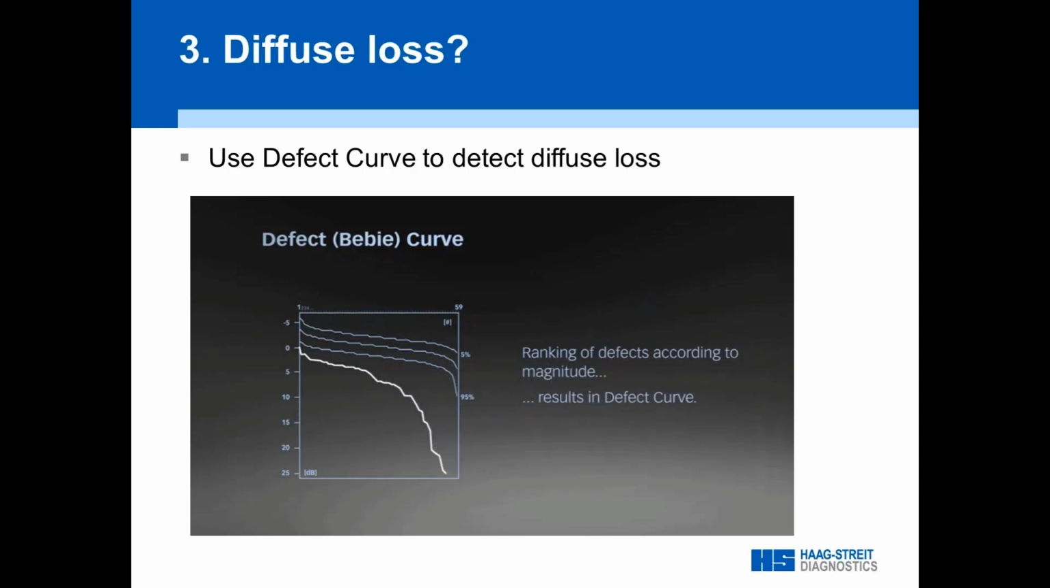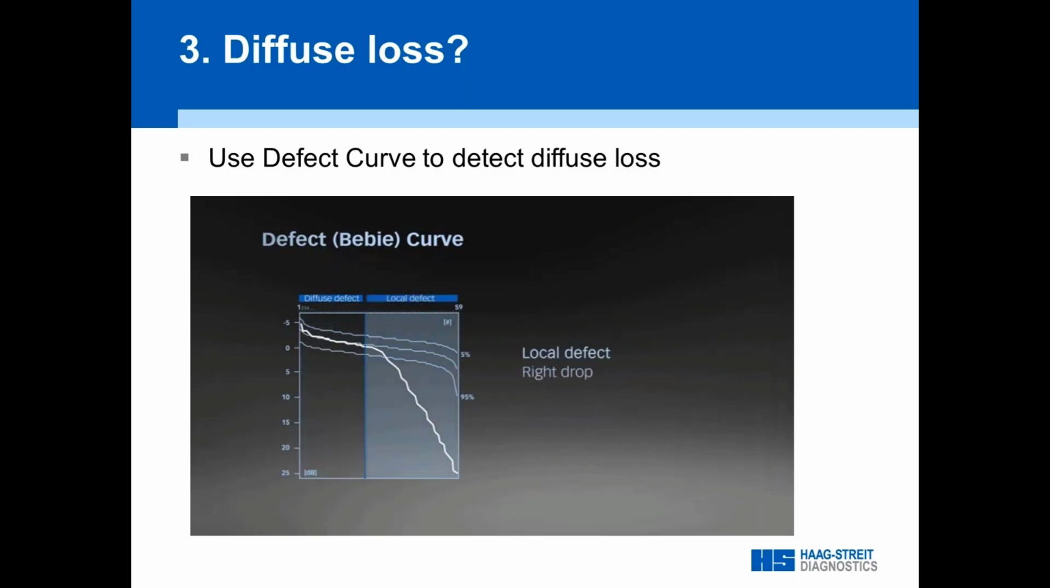Now, what makes this so powerful? It's a really easy graphical thing to look at. So as long as the curve is in its normal band, it's normal. Diffuse loss is characterized by a parallel downward shift from normal, whereas local loss shows a drop at the right-hand side. And of course, you can have a combination of diffuse and local loss, which would look like this. And you see, it takes you less than 1 second to identify, hey, there's diffuse loss.